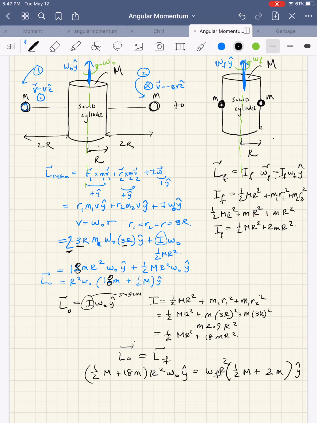And from this I can solve for omega final in terms of omega naught, just like I did before. The r squareds will cancel from here. And what I'm going to have is a fraction multiplying omega naught, 1/2 M plus 18 little m divided by 1/2 M plus 2 little m.